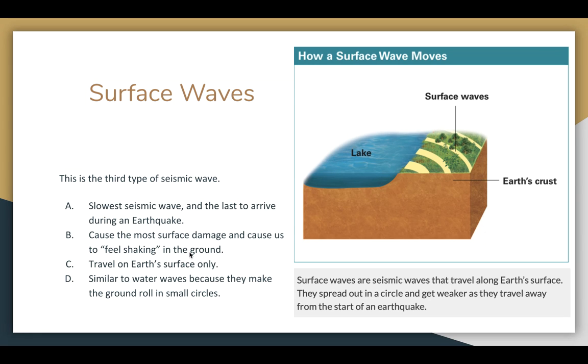They travel on the surface only, and they're similar to water waves that we learned about last week because they make the ground roll in small circles. So if you notice here in our diagram, it shows these waves are only on top, only on the surface, and then they stop when they hit other properties.